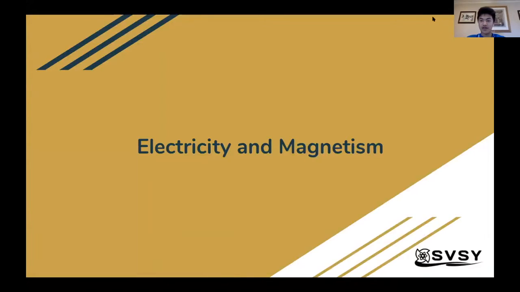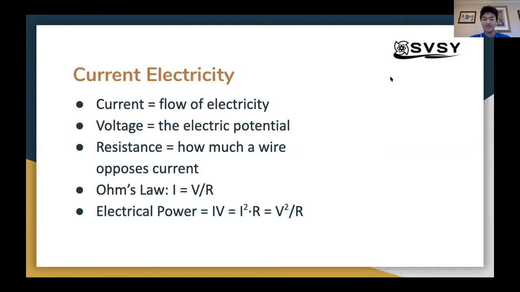All right, so now we can move on to electricity and magnetism. As I mentioned, electricity and magnetism in Science Bowl mostly covers current electricity in wires in a circuit. In a circuit, there are many different quantities you can measure, like current, voltage, and resistance.